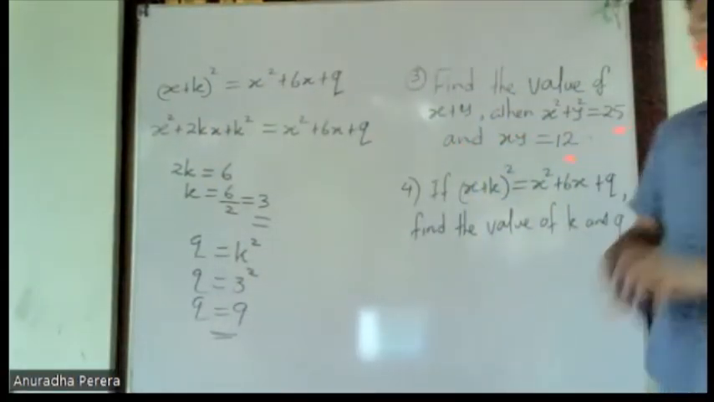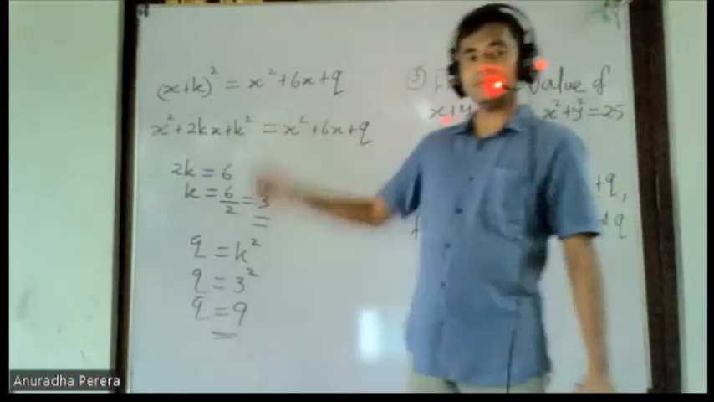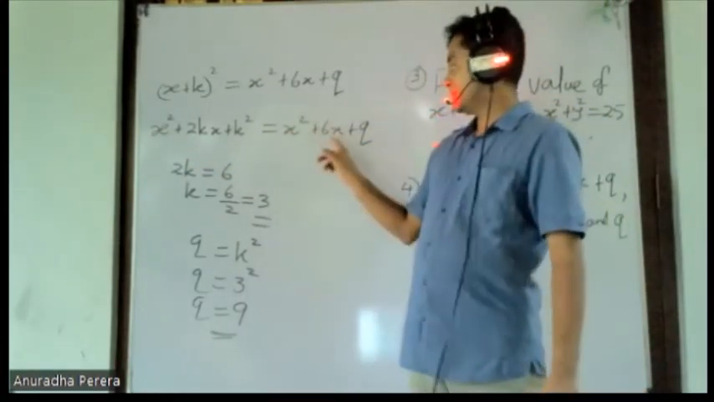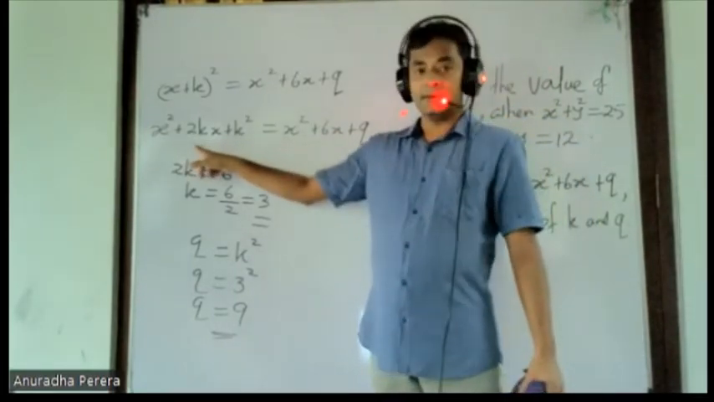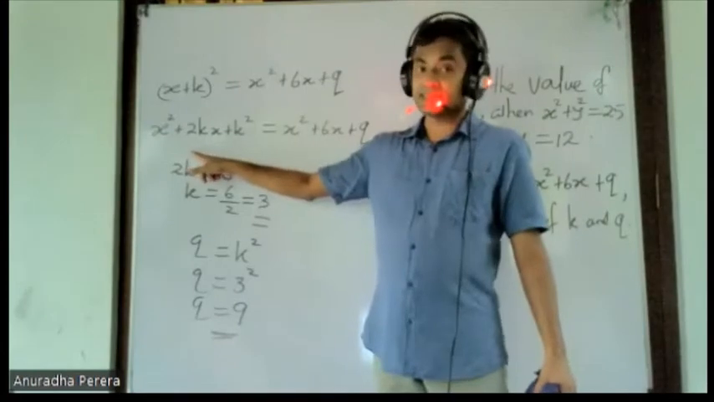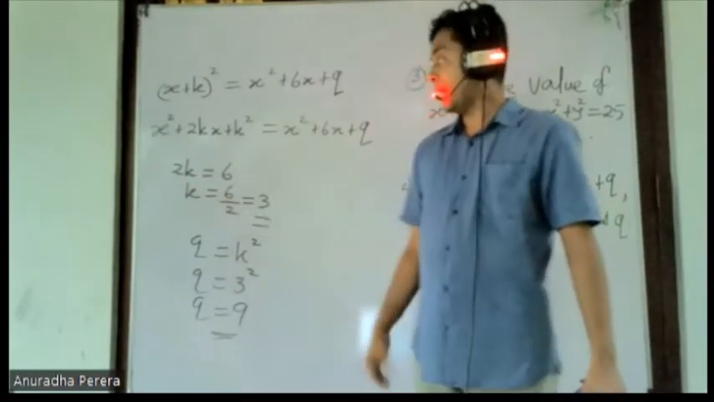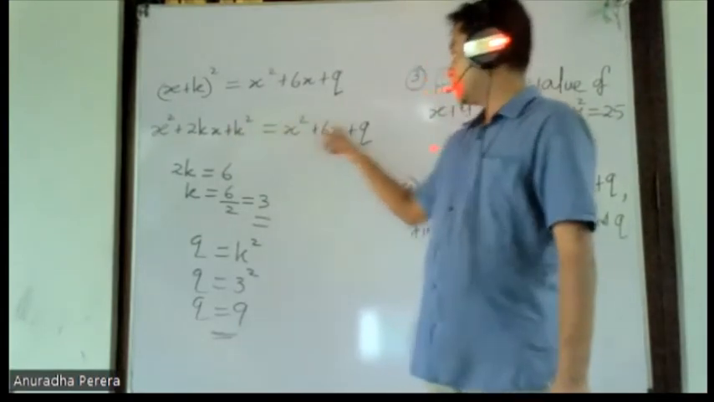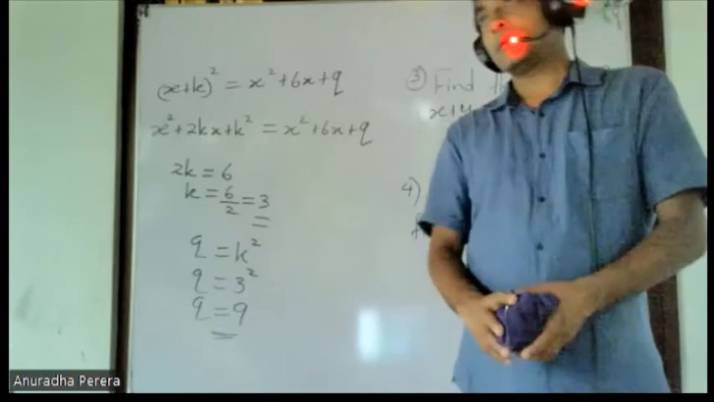See, this is not a problem, is it? We expanded this, same equation. Here the coefficient of x is 6. In this expression the coefficient of x is also 6. Taking the equality of the coefficients, 2k equals 6, you can determine k. The unit term equals q, so q equals k squared, and you can obtain q as 9.